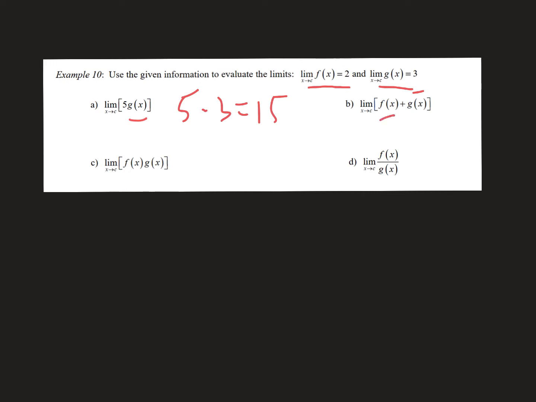I hope you don't think it's hard. This says to find the two limits separately and add them together. So 2 plus 3 equals 5. This says you take two limits and you multiply them, and that's one of those limit laws. So that'll be 2 times 3, which is 6. And then this is the quotient, and f of x is 2, g of x is 3, so that limit is 2/3. Okay, hope that's not too confusing.